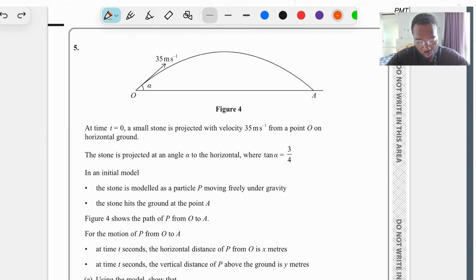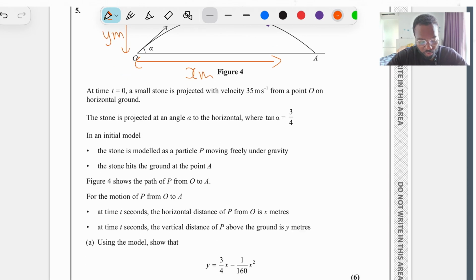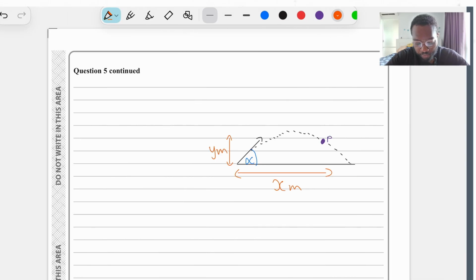So we don't exactly know where it is, but let's just say it's around here, for example. Let's say that is P. We know that at some time t seconds, this distance here is going to be x meters, and this distance is going to be y meters. We need to use the model to show that y is equal to 3 over 4x minus 1 over 160x squared. Okay, so I've drawn a little diagram here.